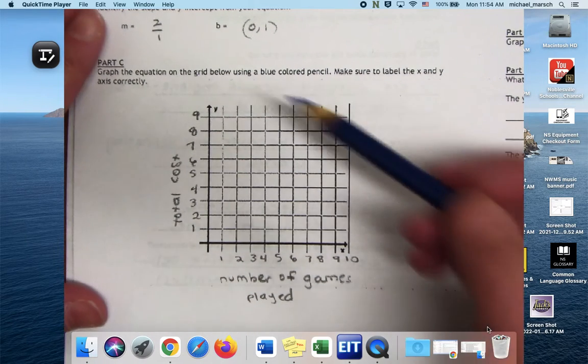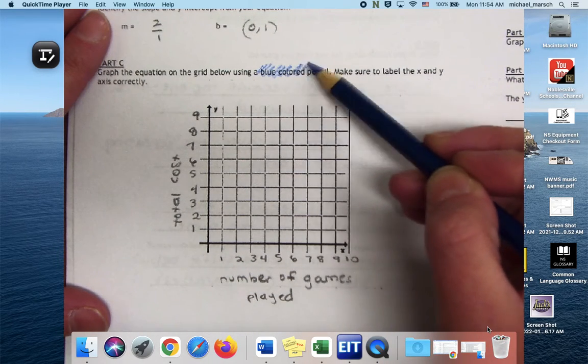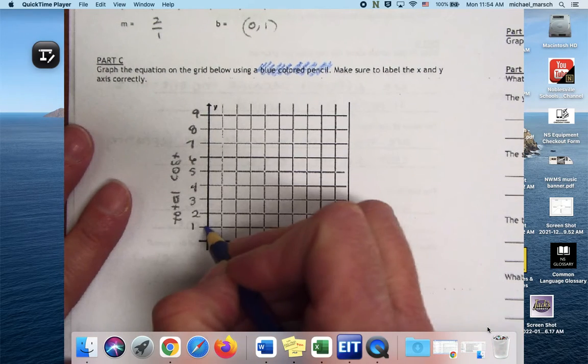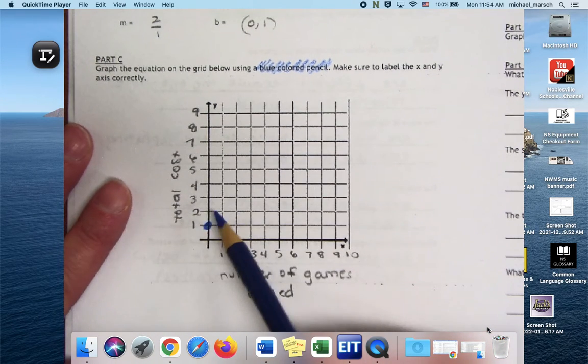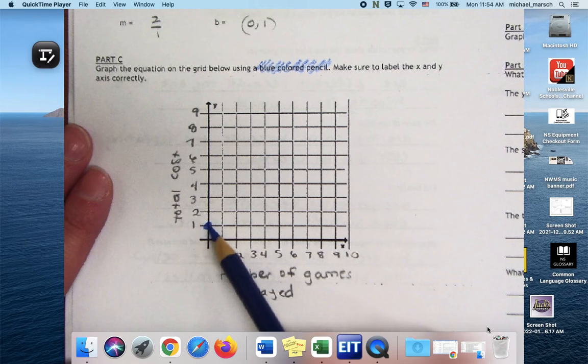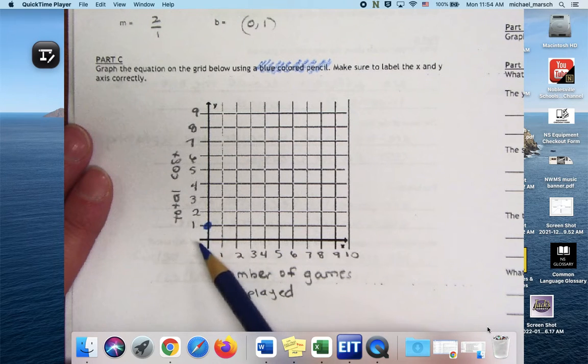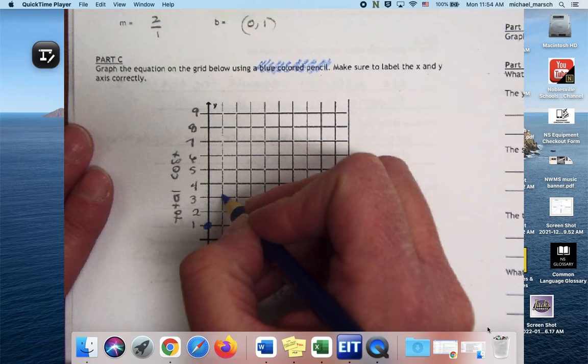Okay, so let's go ahead and use our blue colored pencil again to graph this line. My y-intercept is 1, so that's why I have it right here, 0, 1. Rise 2, run 1.